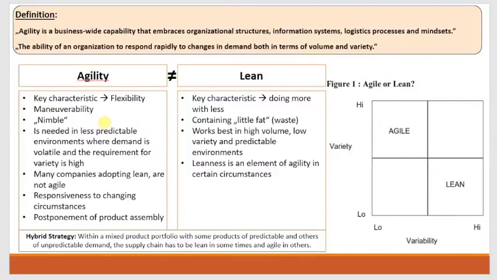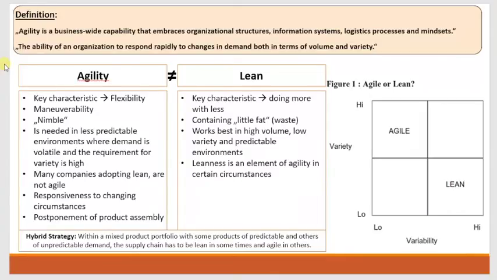The article starts by defining agility, and it's defined as a business-wide capability that embraces organizational structures, information systems, logistic processes, and mindsets. So agility is basically the ability of an organization to respond rapidly to changes in demand, both in terms of volume and variety. A very important aspect is stressed here: agility and lean are not the same.